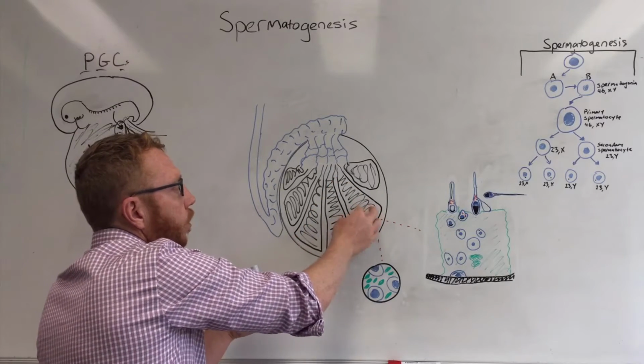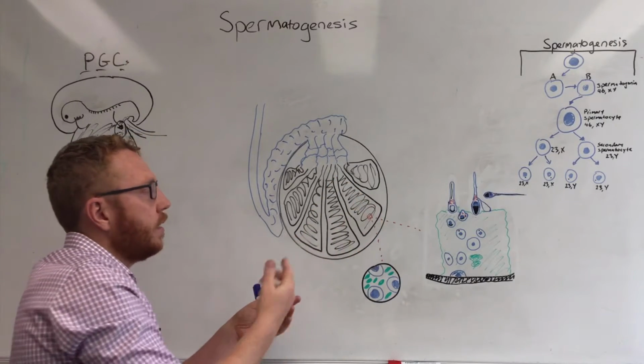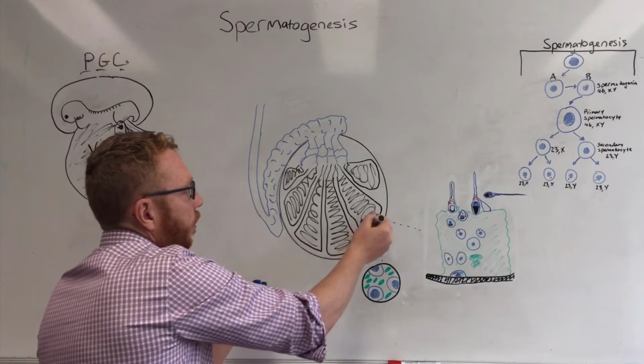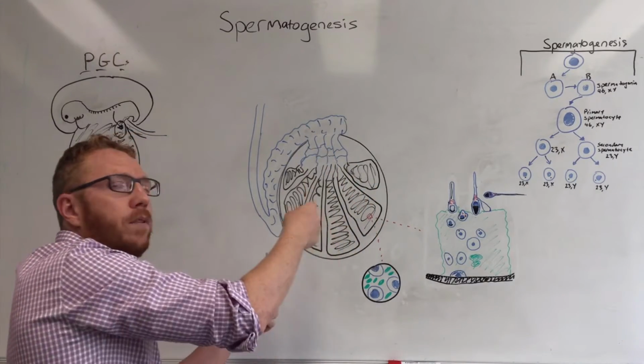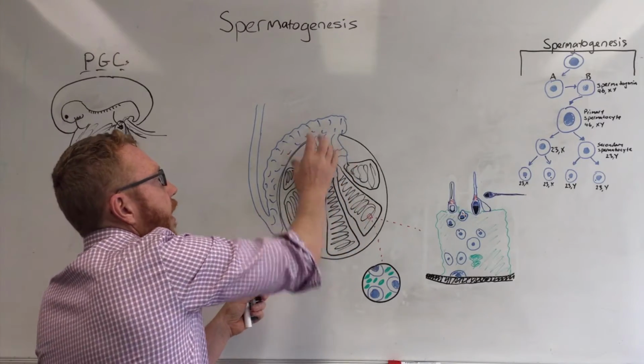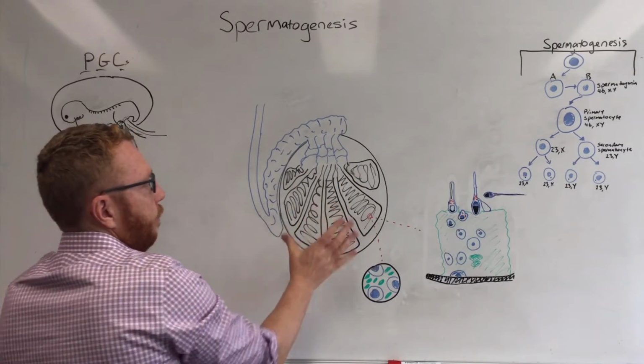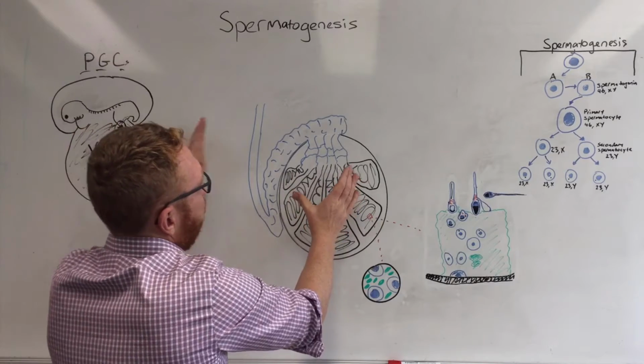Within each lobule, you have approximately 1 to 4 seminiferous tubules, which you can see as these squiggly lines here. A big, long, convoluted tube that will go up towards this end. Now, with the testes being developed, you have another duct system that comes into it.